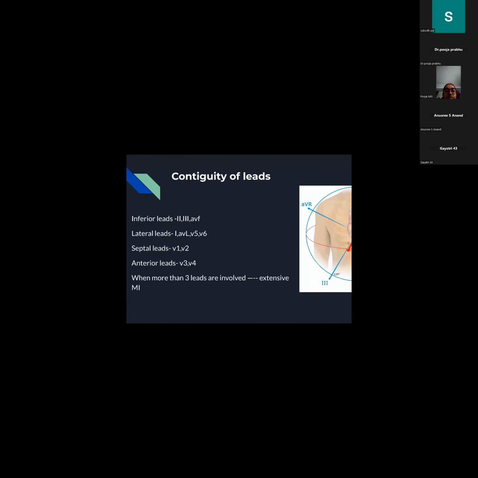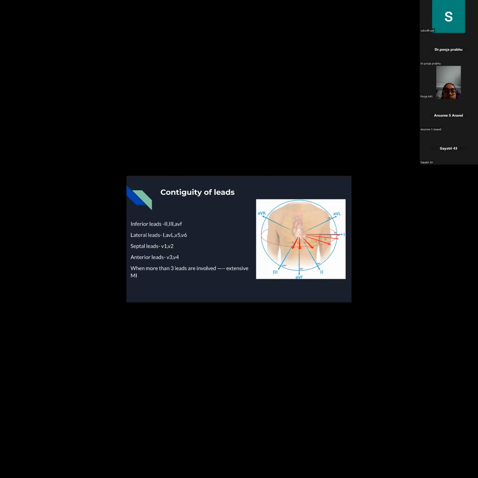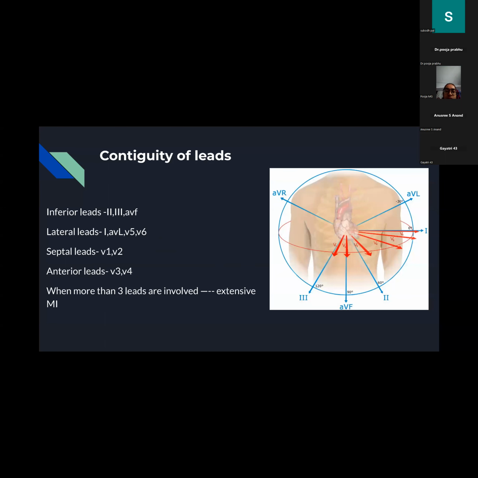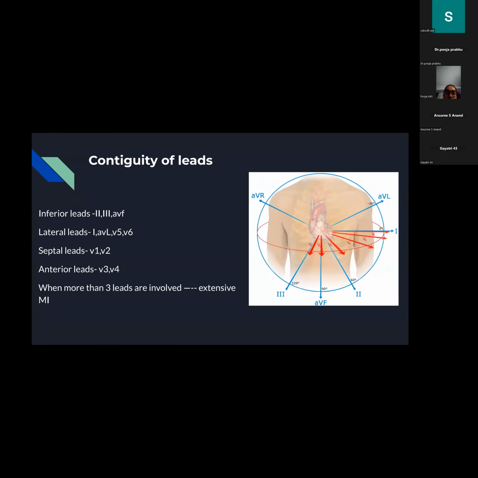Now, coming to the contiguity of leads, what do you mean by contiguity? Contiguity is nothing but when two or more leads. Pooja, please rotate your mobile, please. Okay, but I'm not able to rotate it. Just a second. Is it readable now? Yes, now clear.